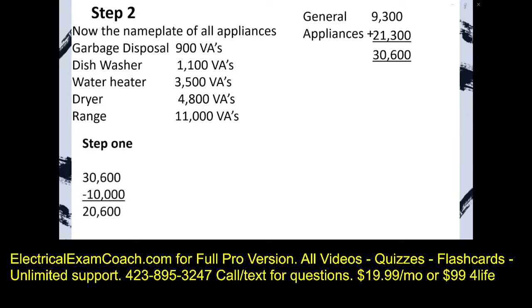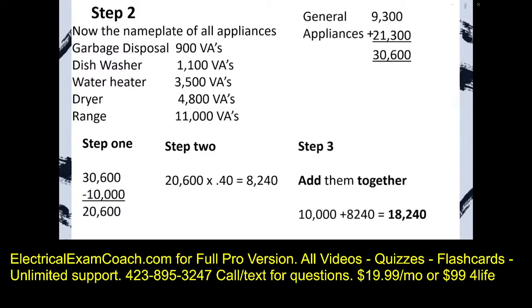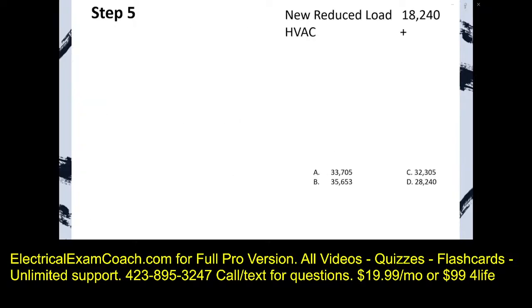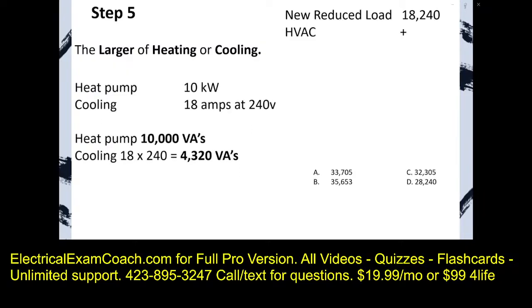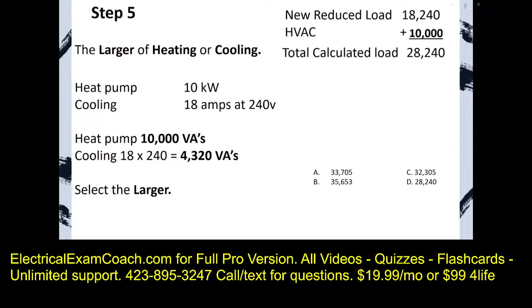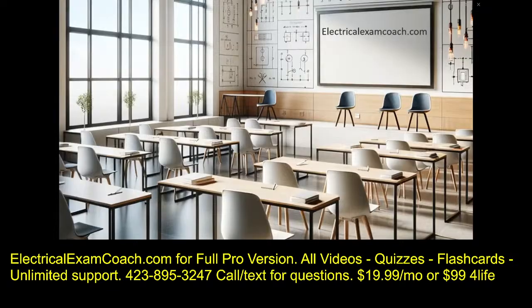We take our first 10,000 at 100%. We take the remainder at 40%, and we can't forget to add them back together. Now let's go do our HVAC. Now that we have our new reduced load, let's add in our HVAC. We're going to select the larger of the heating or cooling. We work all the math out, and clearly the heat is much larger. We're going to take and add that to the party. After we do, we're going to have a total connected load of 28,240 VAs. Great job.